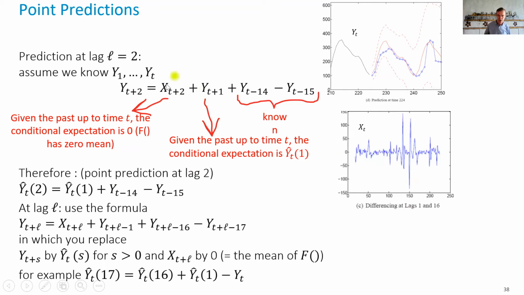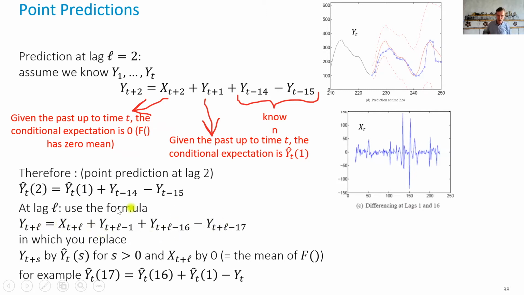The point forecast of x_{t+2}, well, it's the same trick as before. It is the mean of x_{t+2}, the unconditional expectation. And if we assume zero mean, it is simply 0, which gives this formula. We see that the point forecast at lag 2 is a function of the point forecast at lag 1 and the things that are known here. So this is again a recursive formula, but an easy one. I can do the same at every lag, and I will obtain this formula, starting from this formula here.